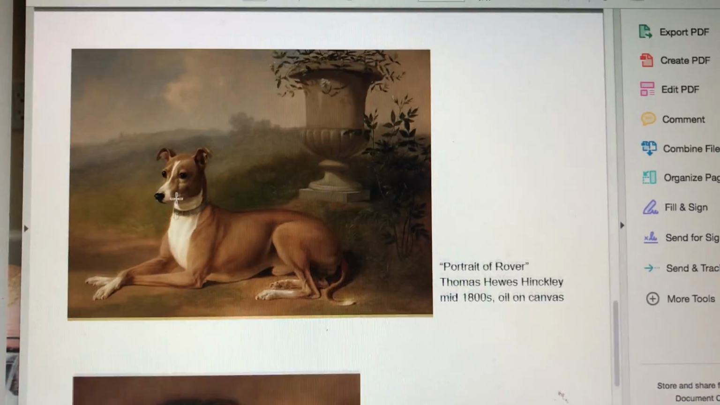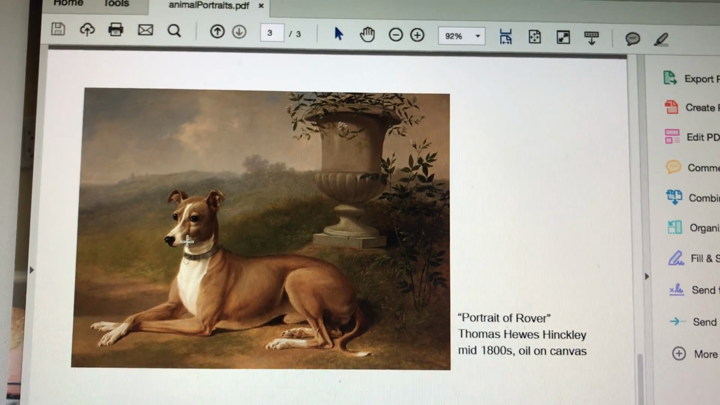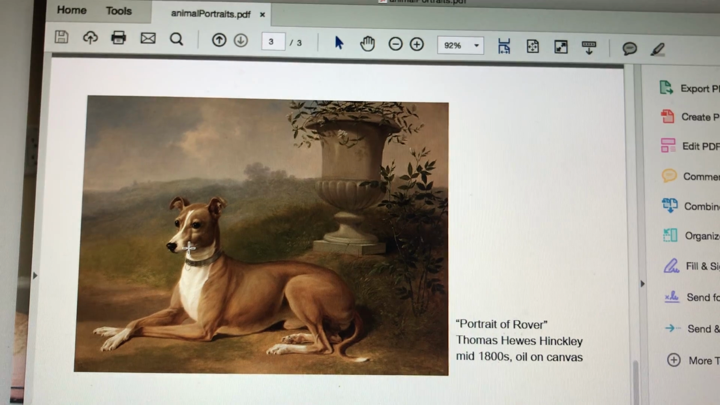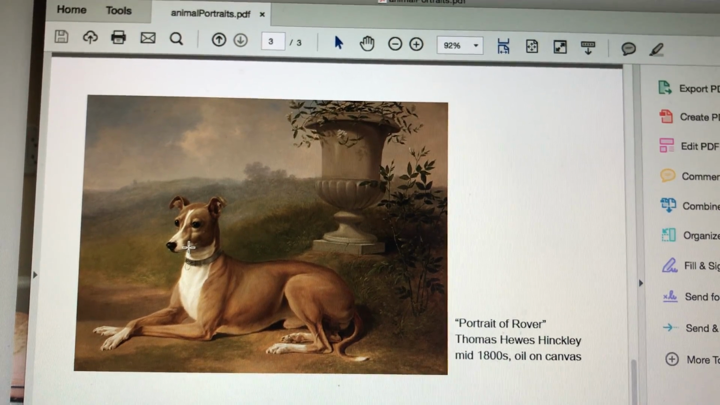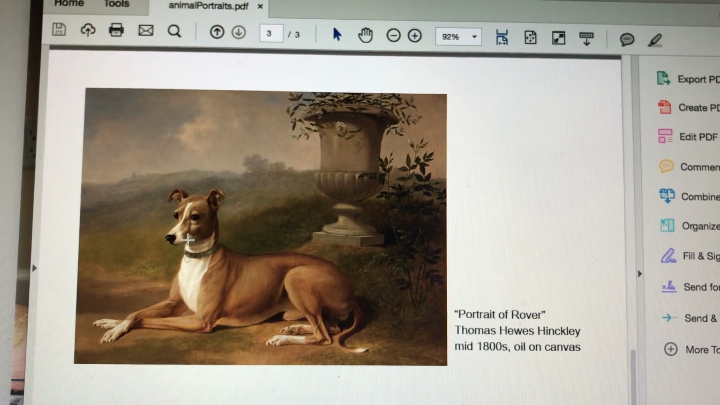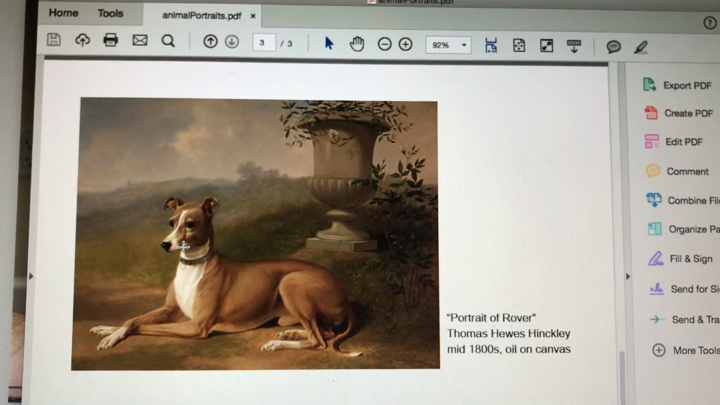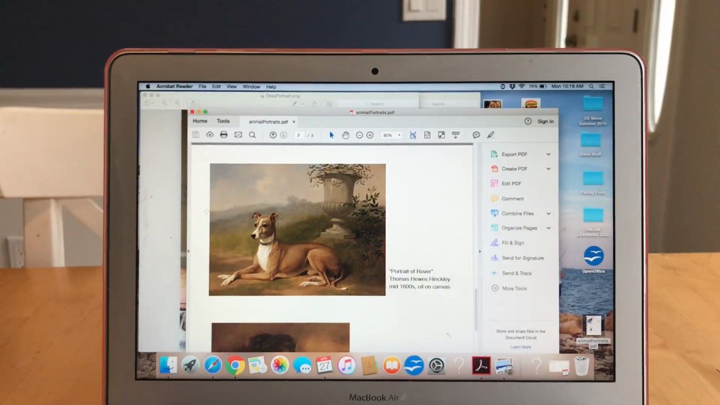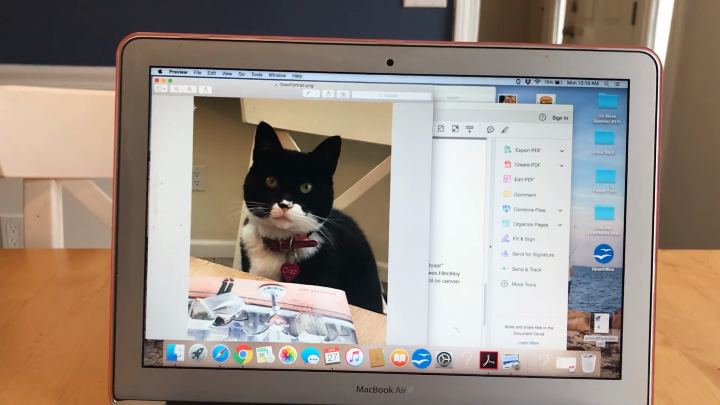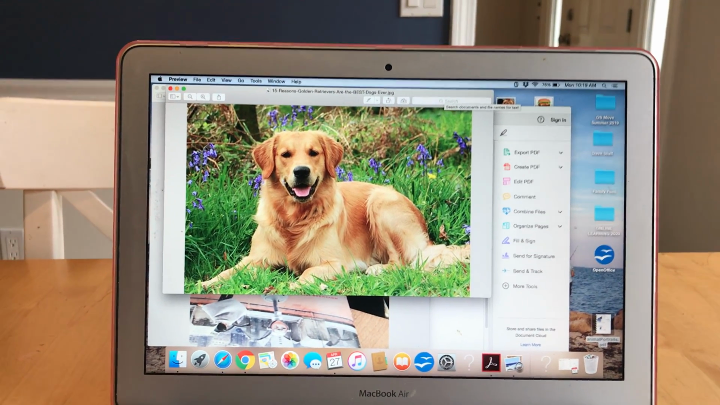And last but not least, we have a very formal and important looking dog. Thomas Hughes Hinckley painted lots of dog portraits in the 1800s, and they're all oil paint on canvas. They're all very, very realistic, and it includes many different types of dogs. So, your job is a portrait of a pet, or a portrait of a pet you wish you had.